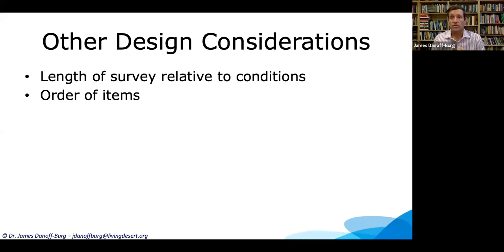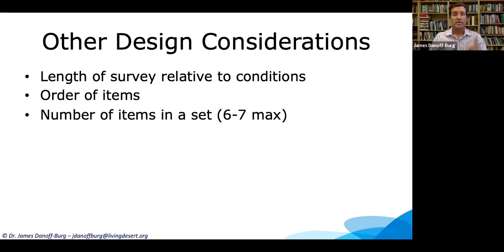Secondly, the order of the items on the survey is very important, as we've talked about earlier. The number of items in a set is important as well. Remember the set, we talked about reverse scoring a few of them. There were 5 items in that Diener's Quality of Life Index. Try to reduce it to less than 6 or 7 at the most, ideally fewer, because people get fatigued and then they just start writing in the same number as they get further down in a set.